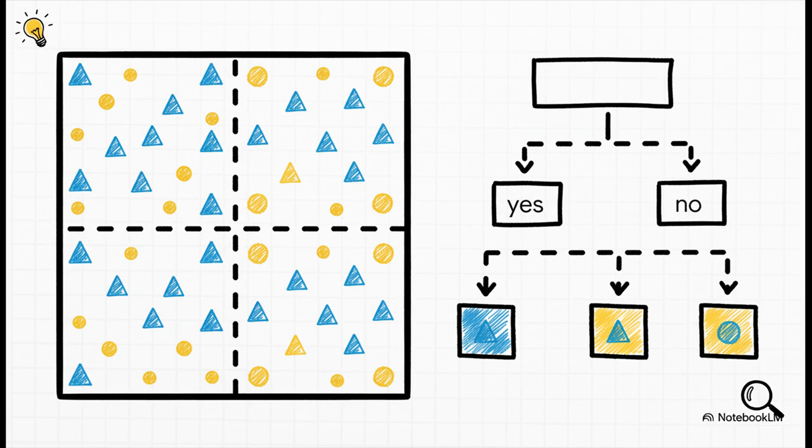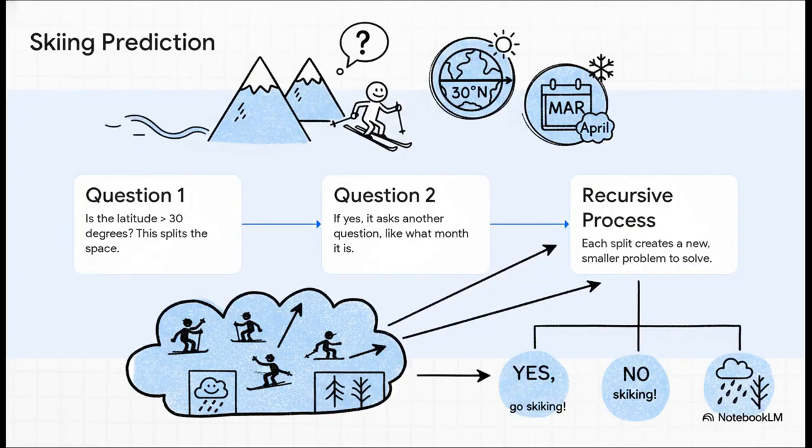So yeah, think of it less like trying to find one big grand divider and more like you're building a flowchart of decisions that's going to lead you to the right answer. Let's see how this actually works. Say you want to predict if you can go skiing. A decision tree might start by asking, okay, is the latitude greater than 30 degrees?